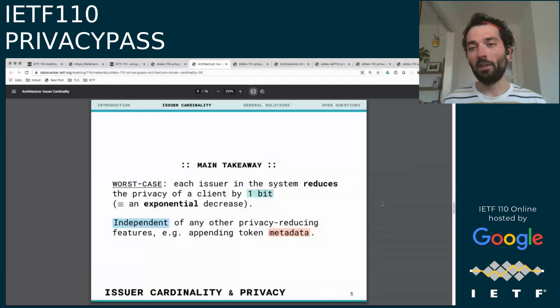And what's crucial to remember is that this number of issuers and this privacy decrease is completely independent of any other privacy reducing features. That can include token metadata, and also how key rotations are built in. So all these impacts are cumulative in the privacy loss of the client, which can reduce client privacy quite massively, which is something that we're going to talk about on the next slide.